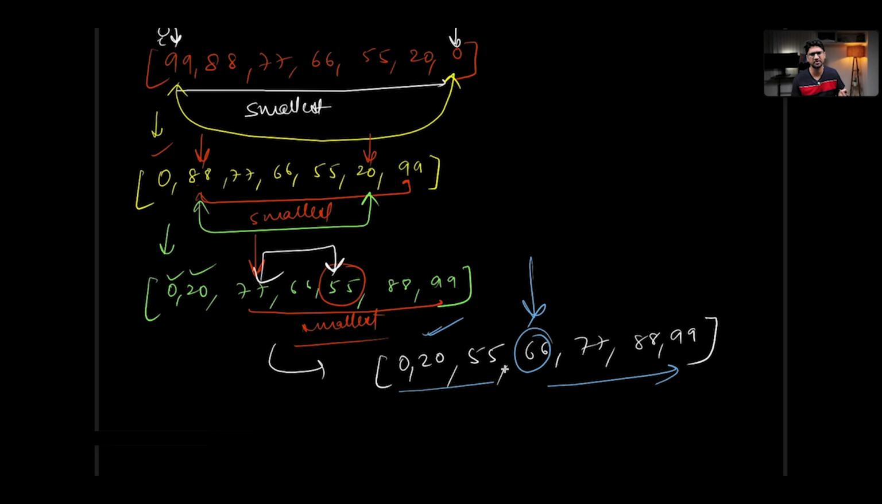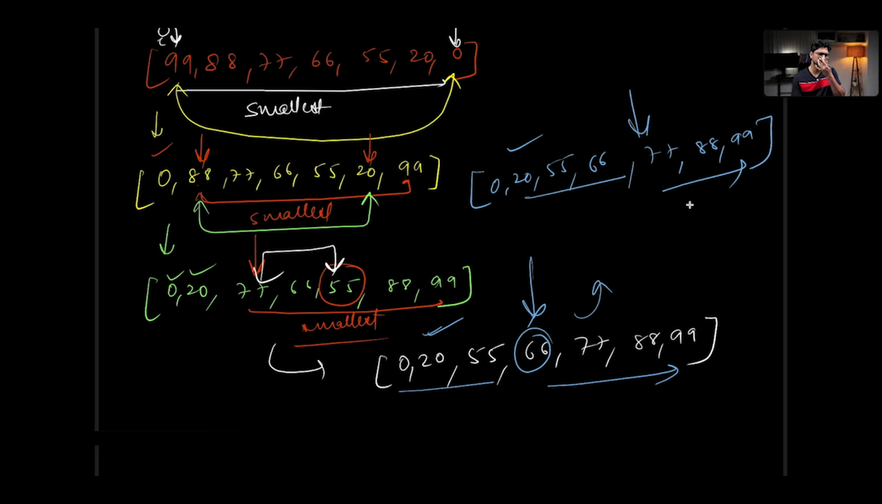It is the same smallest element, so nothing happens. I move to the next. So I am left with 0, 20, 55, 66. These all are correct. 77, 88, 99. I am here. Now from here to here I have to find the smallest element.